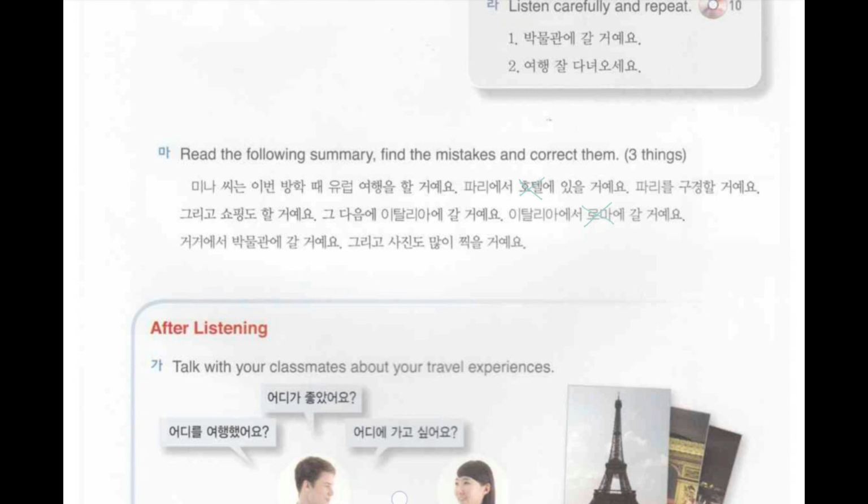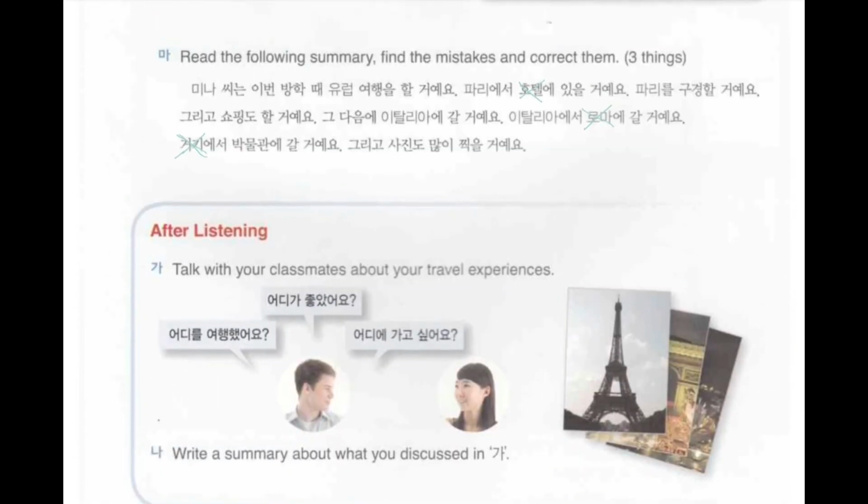거기에서 박물관에 갈 거예요. She will go to the museum, but where? In Paris. 그래서 이탈리아에서 아니에요. 파리에서 박물관에 갈 거예요. 프랑스에서 박물관에 갈 거예요. So this one was incorrect. Last one. 그리고 사진도 많이 찍을 거예요. 자, 좋습니다. So one, two, three places incorrect.